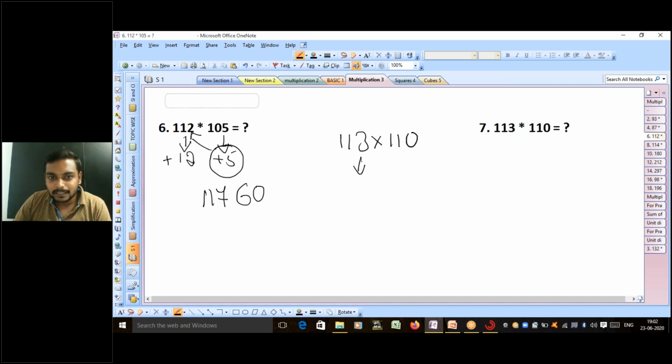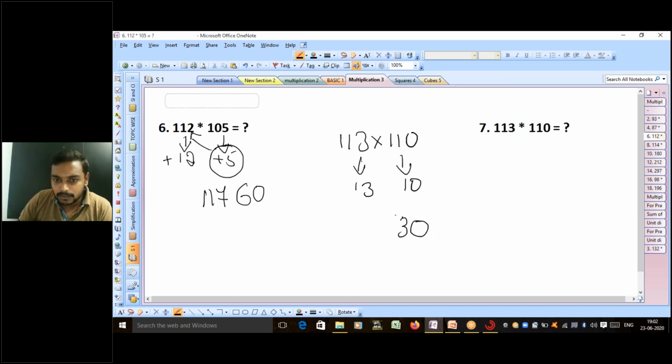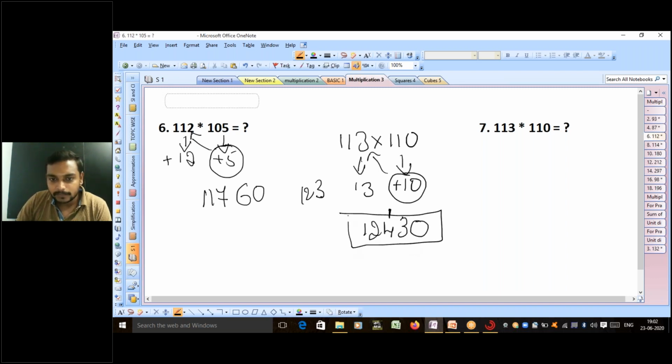The next one we have 113 multiply with 110. So from 100 it is 13 more, and from 100 it is 10 more. 13 into 10, which is 130, but we are supposed to write only 2 digits and 1 will be the carry. Numbers are greater than 100, so it is plus 10. Just add 10 to 113. You will find 123. So 123 plus 1 carry forward, it will become 124. So answer is 12,430.